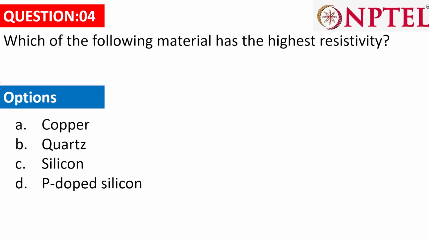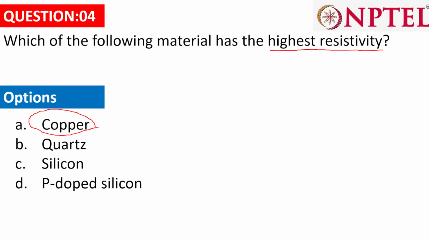I'm saying, which of the following material has the highest resistivity? And someone is saying copper, meaning copper is highly resistive. How can it be possible? Isha is saying quartz. Metals are good conductors, sir. So a good conductor should have the least resistivity, no? Okay. Quartz.